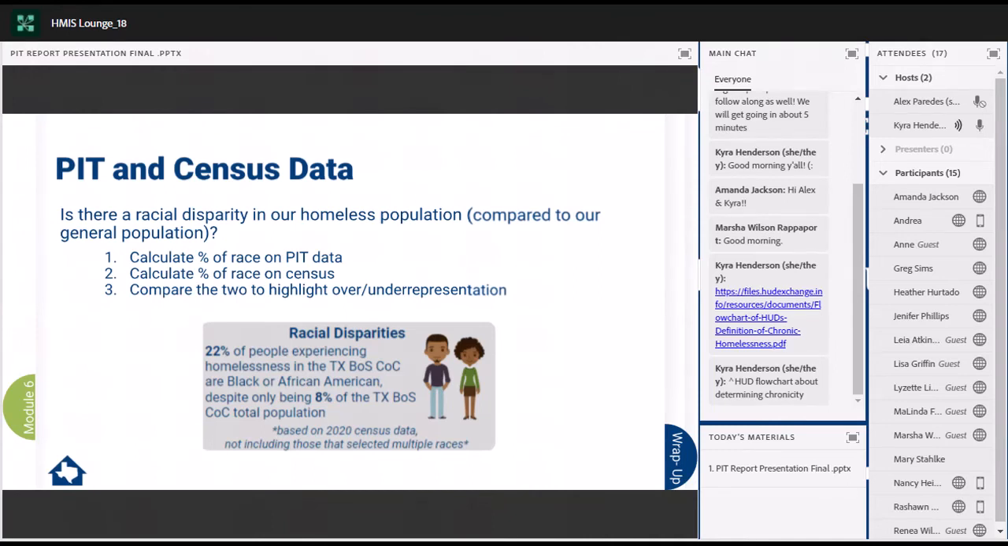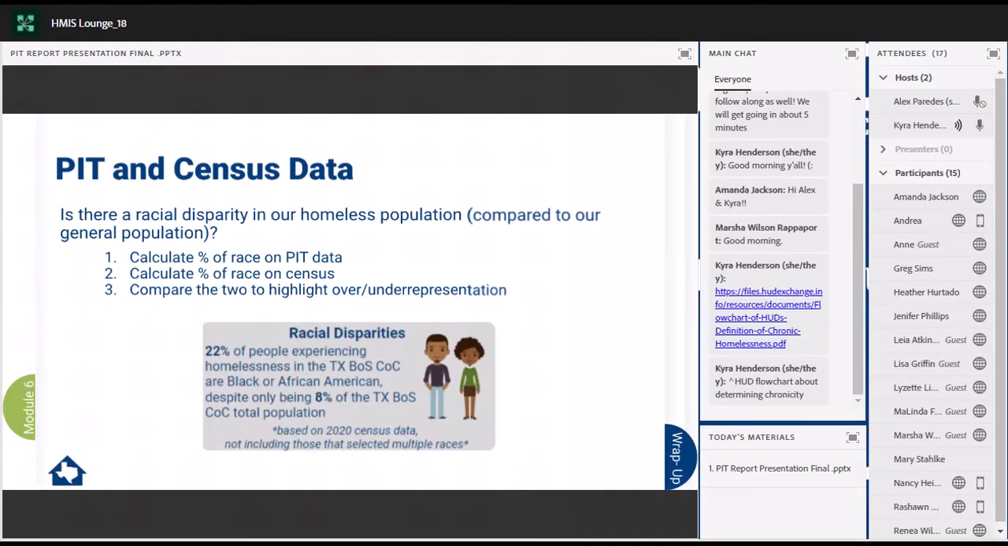And what I mean by that is that the census aims to count every person in a geographical area, while the PIT count aims to count every individual experiencing homelessness in a geographical area. Now, while it may look intimidating, this analysis is just building off the exact formula on the last slide. You're just going to be doing it twice with each data set.